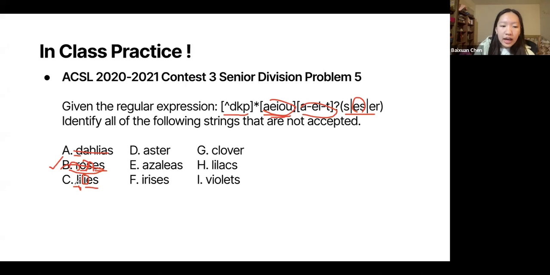So then we need the beginning L, I, and L to be in this part. So sometimes there are multiple paths it could take, and we have to work backwards to find if it will be accepted or not.